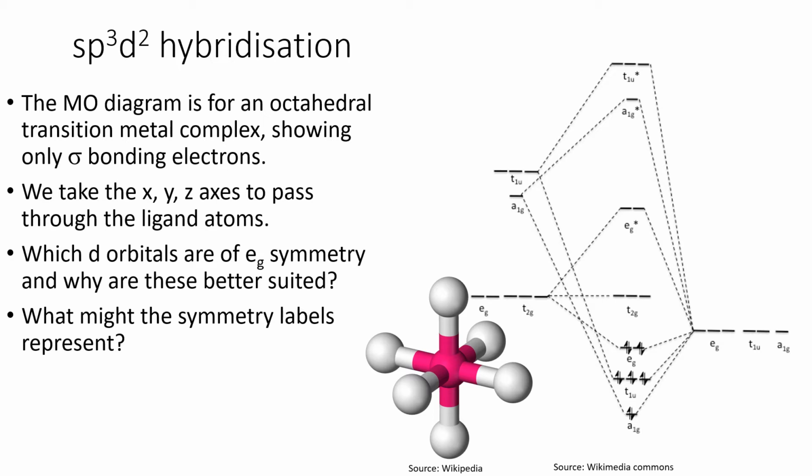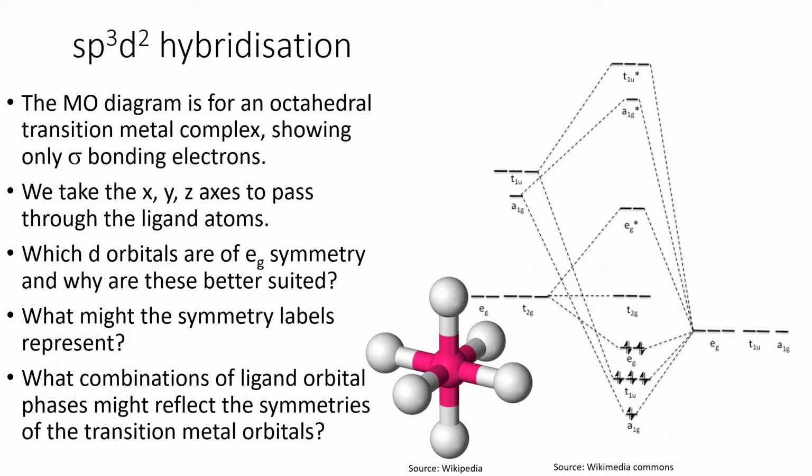So again, the symmetry labels, we've covered these points really with the tetrahedral case, just reiterating that E means there's two symmetrically equivalent orbitals involved. And then a slightly more tricky question now is what combinations of the ligand orbitals might we have, or if you like combinations of the phases, to reflect all these different symmetries, these different types of interaction. And we'll see this on the next slide.